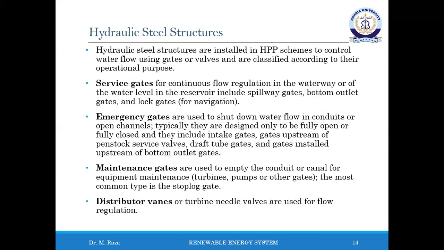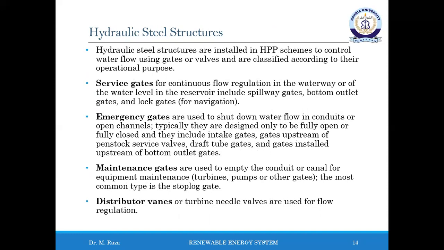Hydraulic steel structures are installed in hydropower plant schemes to control water flow using gates or valves and are classified according to their operational purpose. First purpose is to serve the gates. The service gate for continuous flow regulation in the waterway or of the water level in the reservoir include spillway gates, bottom outlet gates, and lock gates for navigation. Emergency gates are used to shut down water flow in conduit or open channel.